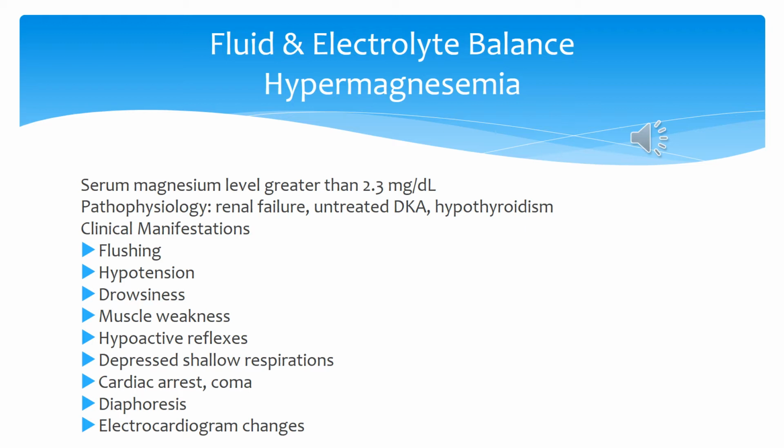Clinical manifestations include flushing, hypotension, muscle weakness, drowsiness, hypoactive reflexes, depressed respirations, cardiac arrest, coma, diaphoresis, and ECG changes. An acute elevation of the serum magnesium level depresses the central nervous system and the peripheral neuromuscular junction. The respiratory center is depressed. Atrioventricular heart block and cardiac arrest can occur when that magnesium level is greatly elevated and not treated. These high levels of magnesium can also result in platelet clumping and delayed thrombin formation.